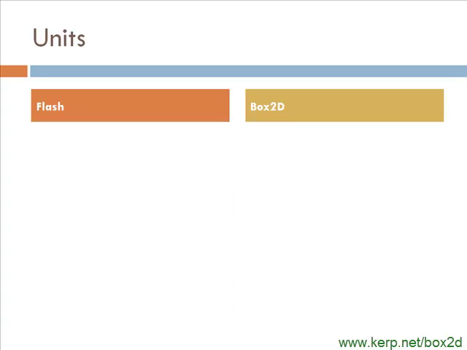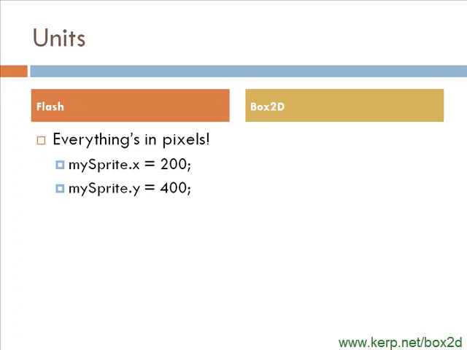So we've got Flash and we've got Box2D, and they both use units in different ways. In Flash, everything's in pixels. It's all about displaying objects on screen, and so obviously pixels makes the most sense for your units. You've got a sprite, the X is set at 200, the Y value is set at 400, that sprite's going to be at 200, 400 on screen.